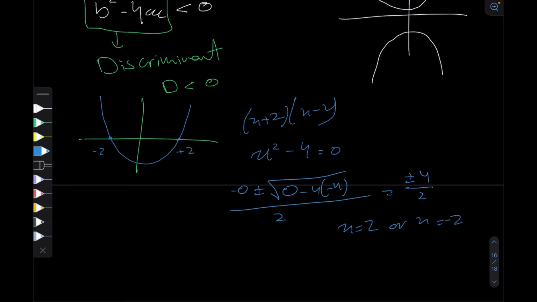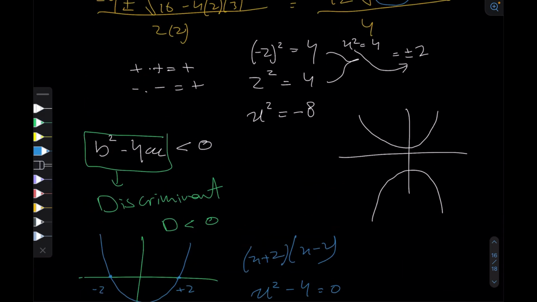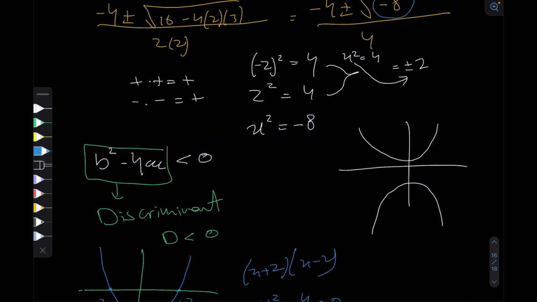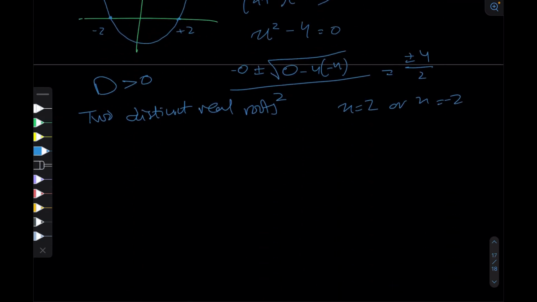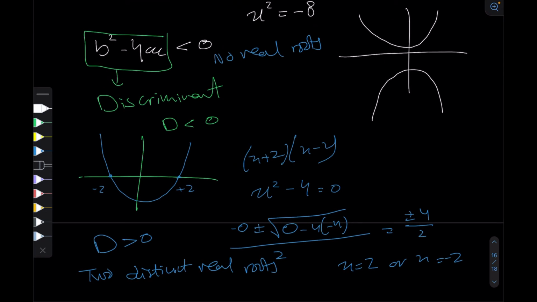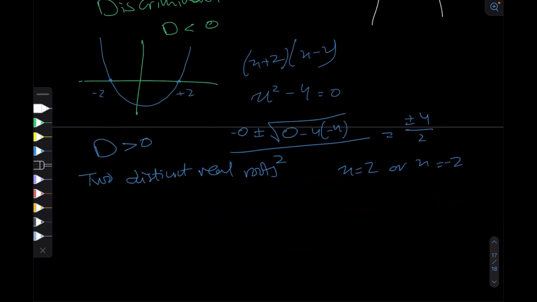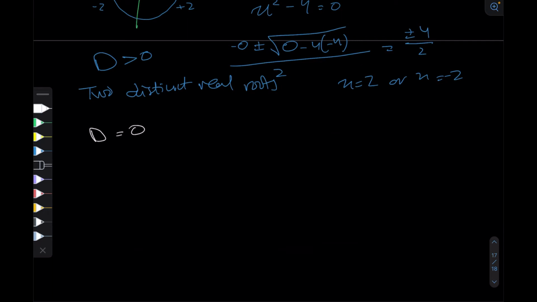We get our roots. So when the discriminant is positive, or greater than 0, there are two distinct real roots. When it is less than 0, there are no real roots, remembering that roots are just the points where it intersects the x-axis. So we talked about when the discriminant is less than 0, we talked about when it's greater than 0, but what about when it's equal to 0?